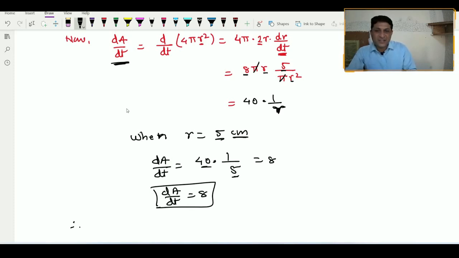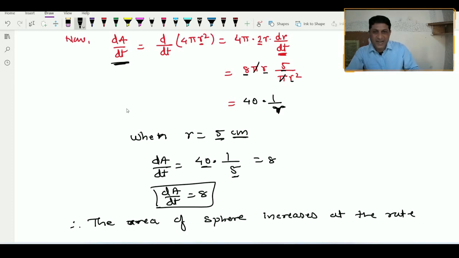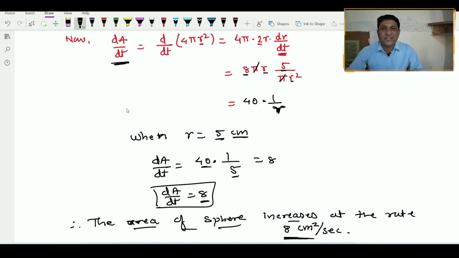That's why we can say that the area of the sphere increases at the rate of 8. What is the unit of measurement? Centimeter square per second. And this is nothing but our required value. The question is to find the rate at which the area is increasing, so here we can say that the area of the sphere increases at the rate of 8 centimeter square per second. In this way we have completed the first 11 examples from this exercise. The remaining examples we will discuss in the next video.